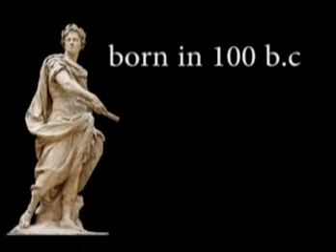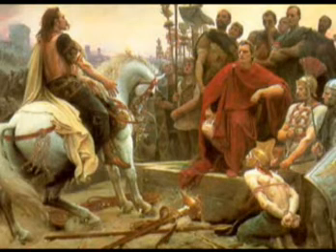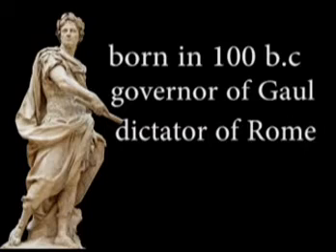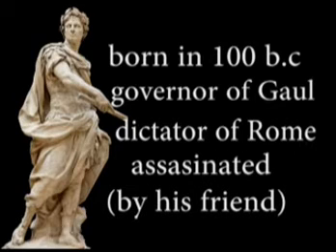He was born in 100 BC. He grew up to become the governor of Gaul. After many successful battles won by him, he crosses the Rubicon, starting the Roman Civil War. After defeating his enemies, he is made dictator of Rome. Not an emperor, a dictator. Are we clear? Good. Then he was assassinated by Brutus, who was his friend.